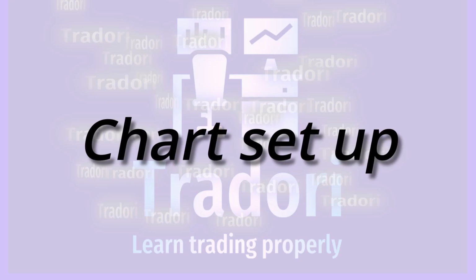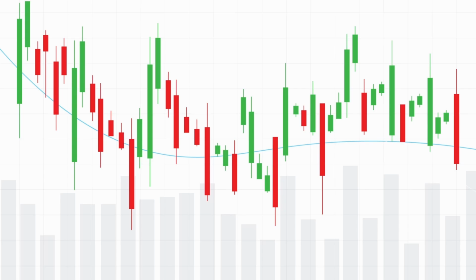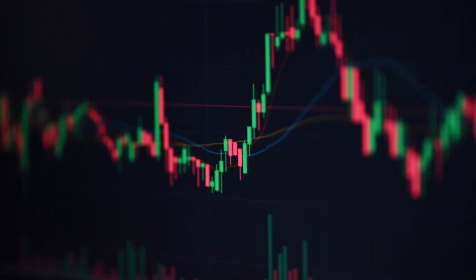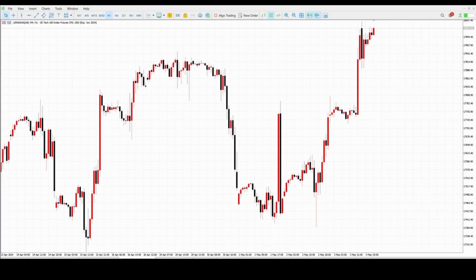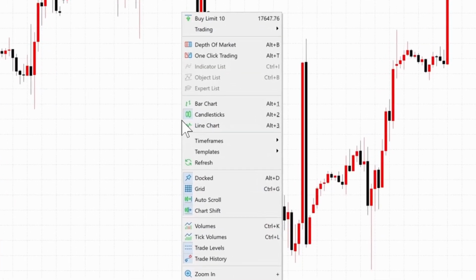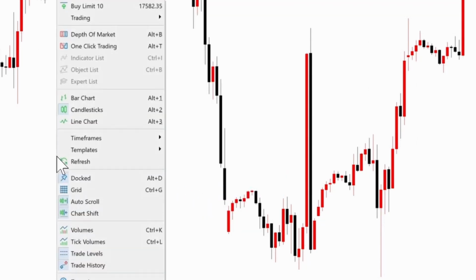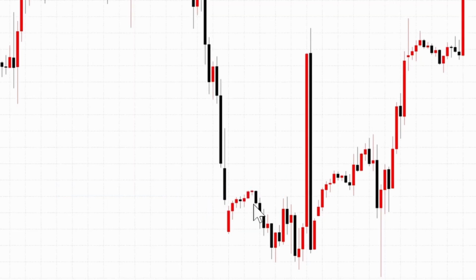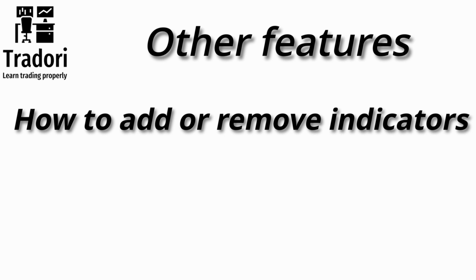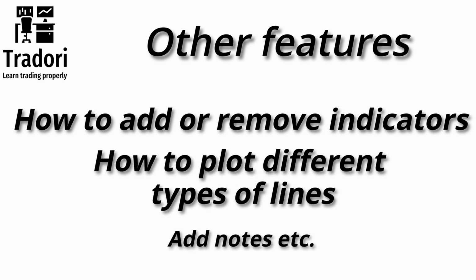Let's quickly talk about chart setup. If you choose to trade with a candlestick chart, choose preferred colors of candles, as we spoke. Also, choose an appropriate color of background. Some traders like to see a black background and brighter colors of candles. As you can see, for my view, it's better to see a white background. You can leave or remove the grid. For my preference, I like to see the grid. Also, make sure you know how to use other features of your platform: how to add or remove indicators, how to plot different types of lines, add nodes, etc.